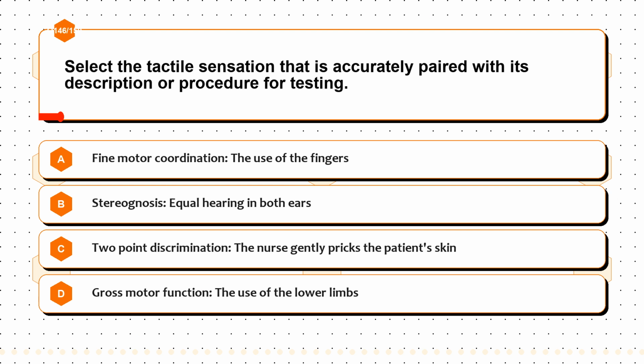Question 146. Select the tactile sensation that is accurately paired with its description or procedure for testing. Here are the options. Option A. Fine motor coordination, the use of the fingers. Option B. Stereognosis, equal hearing in both ears. Option C. 2-point discrimination, the nurse gently pricks the patient's skin. Option D. Gross motor function, the use of the lower limbs.